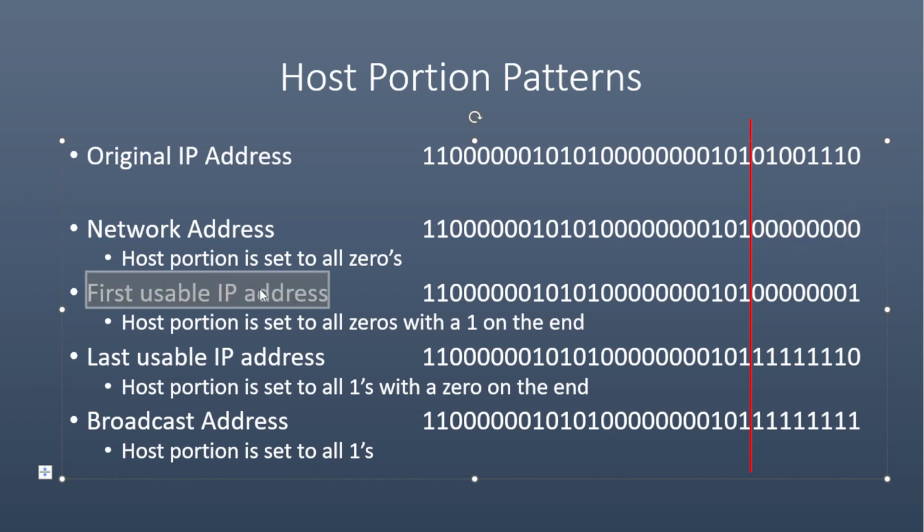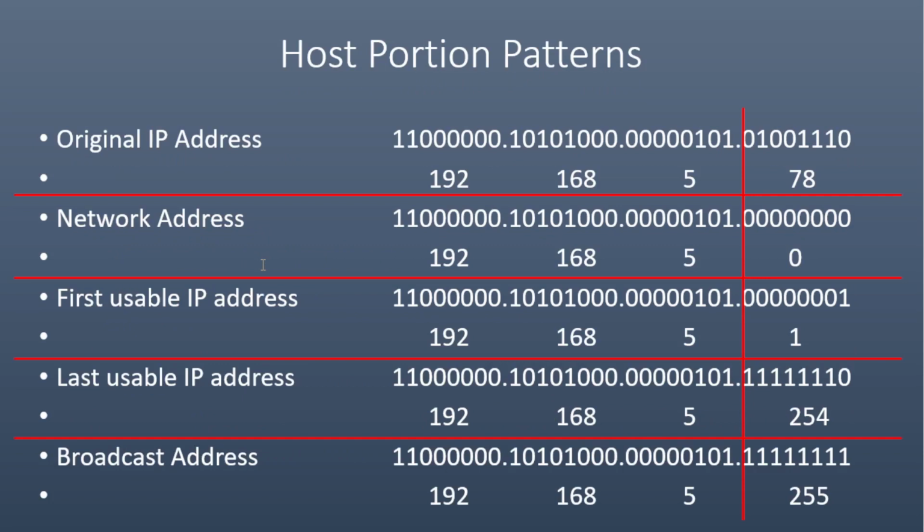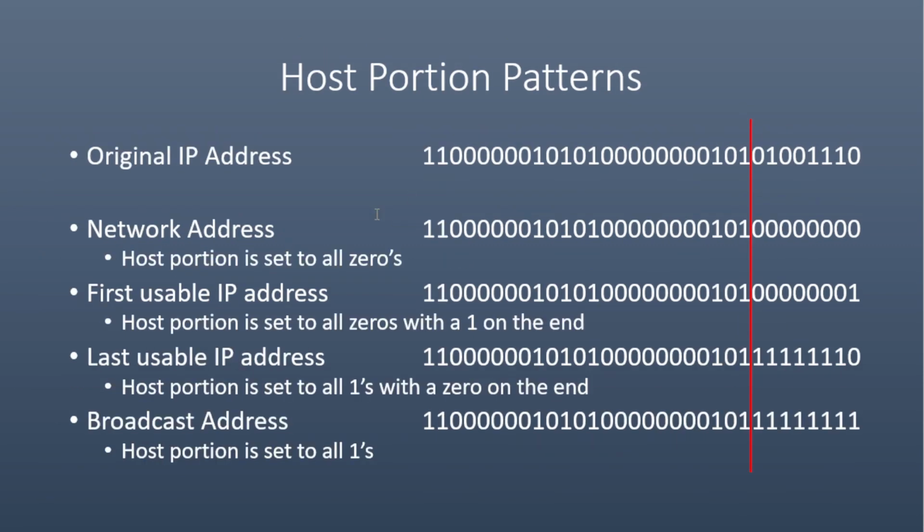So for the first usable IP address, we take, again, the host portion, we set it to all zeros with a 1 on the end. Just exactly like I described earlier. To get the last usable IP address, set it to all ones with a 0 on the end. And to get the broadcast, set the host portion to all ones. So that's where we're at in the grand scheme of things here. Now let's see this with everything converted back to decimal. Here I didn't have the octet boundaries drawn in, right?